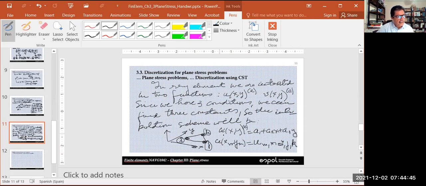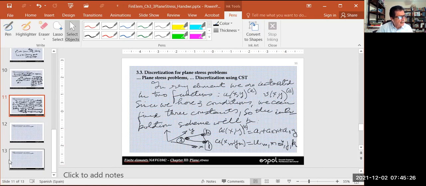So what we're saying is that we take this function and we evaluate it here. So you know this position, you know Xi, you know Yi. So you put here Xi, put here Yi, and the result of that has to be equal to the value of this function at this point, and that's U_M. So you have three equations, because we can do this to evaluate the displacement here, here, and here. So we have three equations, three unknowns. We can solve for A1, A2, and A3. And this is exactly what we did in bars.